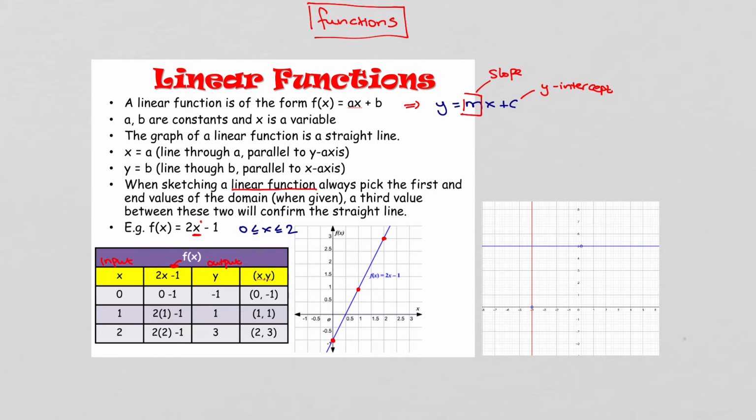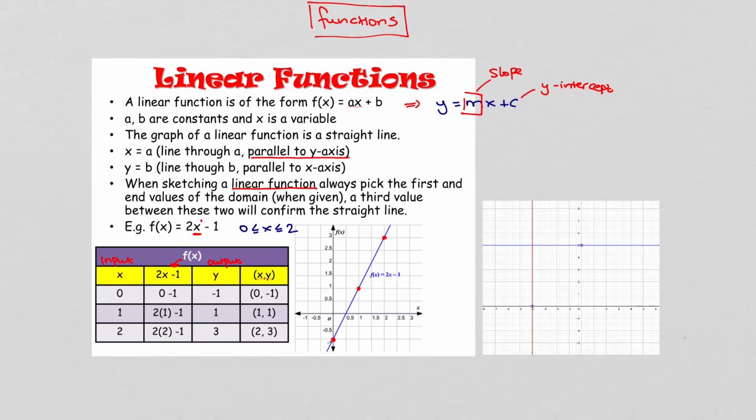Two other ones that are important to note here are this one. When we get x = a, then we get a line through a, which is parallel to the y-axis. Parallel to the y-axis would be this red line down here in the bottom right-hand corner. I can see it passes through -4. It's parallel to the y-axis. Therefore, this line would be x = -4.